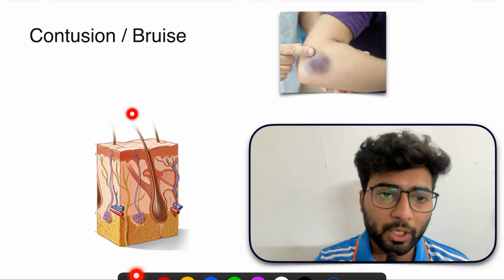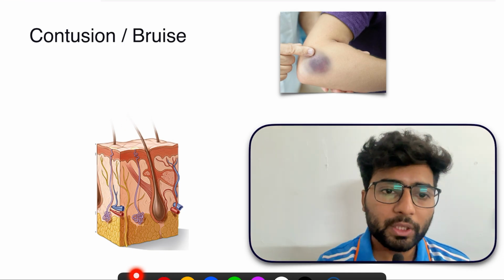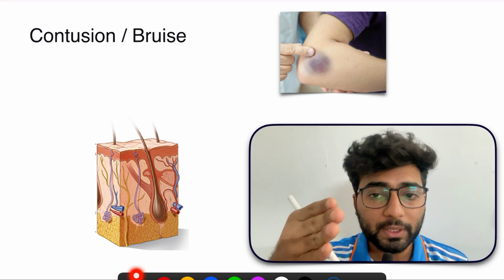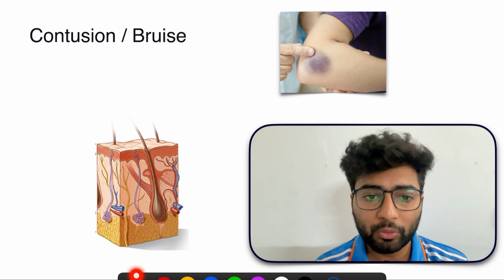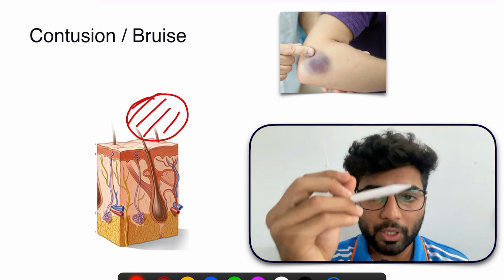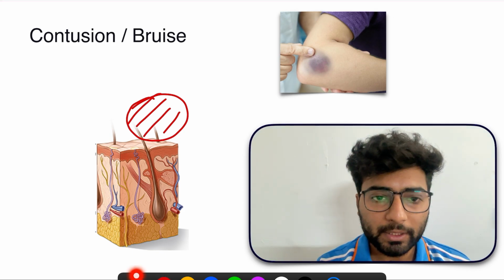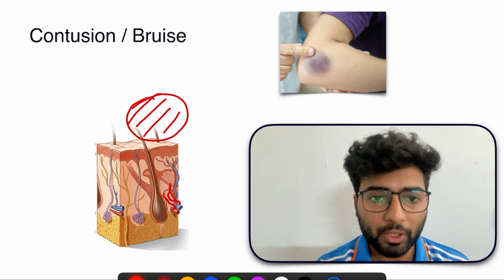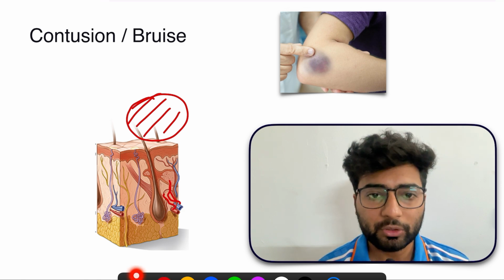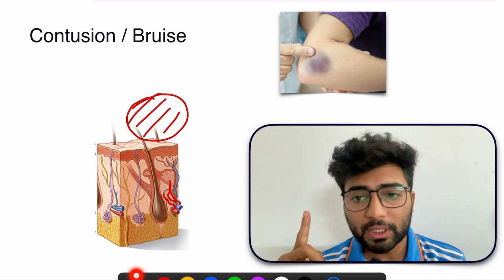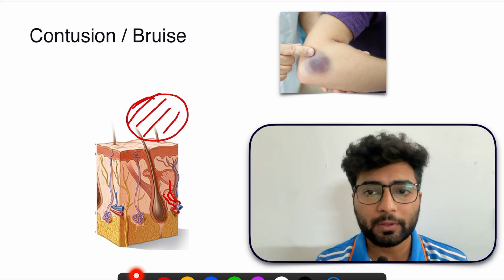Whenever there is a blunt trauma or pressure over the skin, what I told, blunt trauma or pressure, it should not be sharp so that it will cut. So whenever, let's say this is an object and it is causing a blunt trauma or pressure, then these vessels will rupture. These vessels will rupture and there will be extravasation of blood over here. There will be bleeding. So that will appear as a bruise or contusion. So what is required to cause a bruise? Pressure.